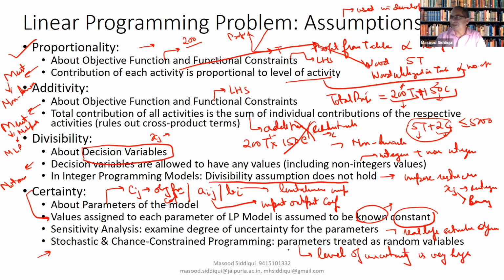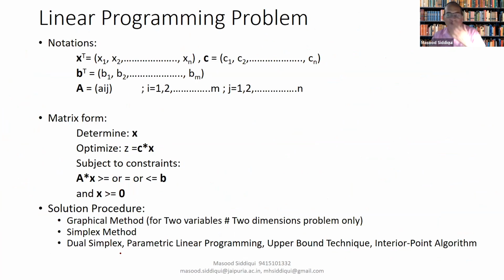So in that situation, we consider parameters as random variables, meaning these coefficients that are taken to be constant are taken as random variables. This case is known as stochastic or chance constraint programming, which we are not considering in this situation.